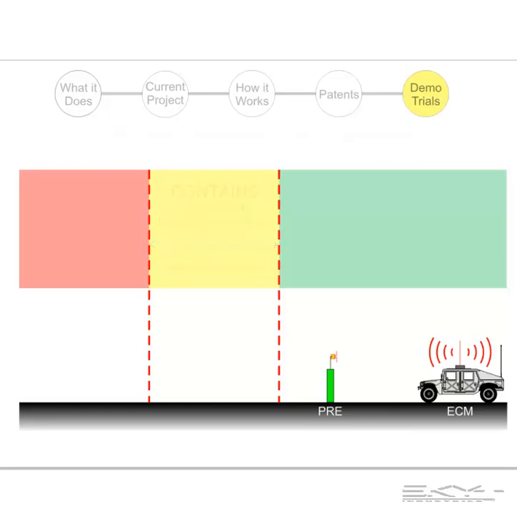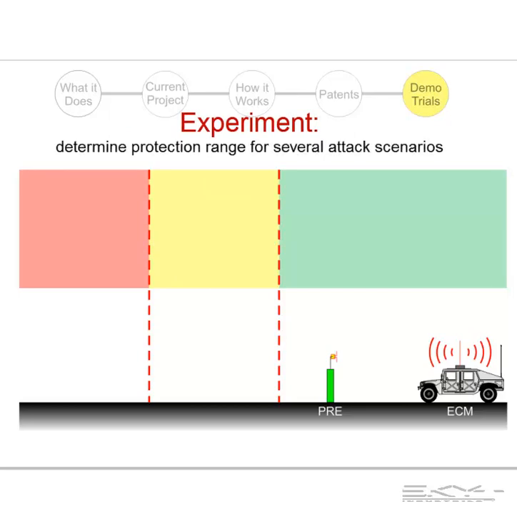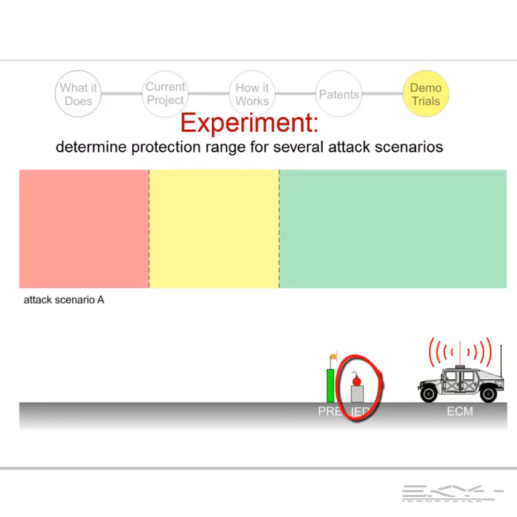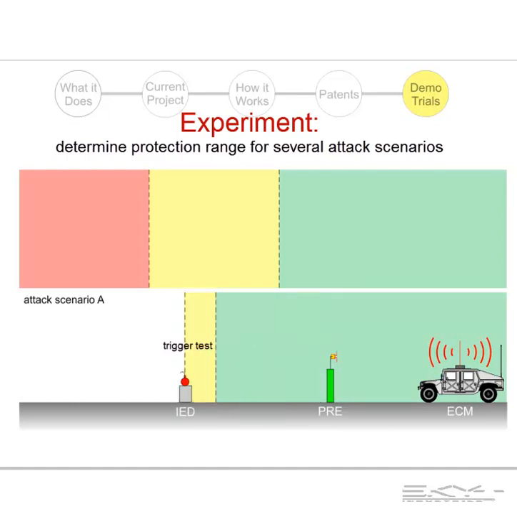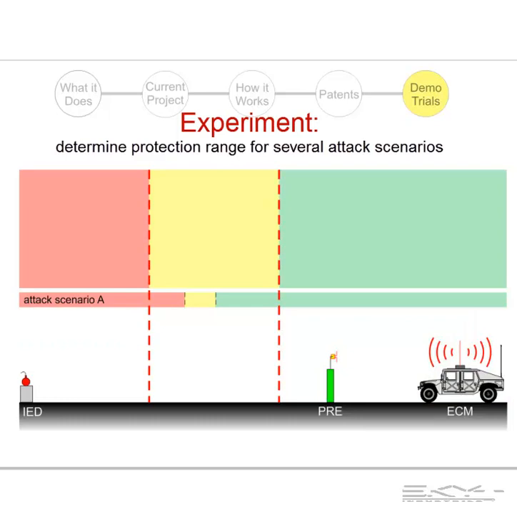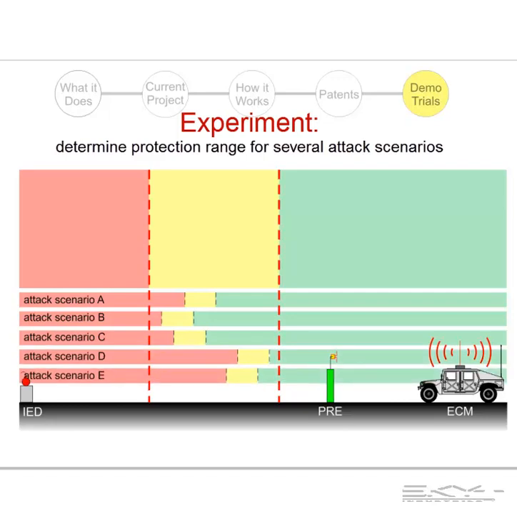Let's flesh this out a bit more. Suppose we do an experiment where we determine the ECM protection range for half a dozen different attack scenarios by moving a mock IED receiver down a test range farther and farther from the ECM system, and at each range step we check whether the IED receiver can be triggered. So the results might look like this. And if we did several different attack scenarios, the results might look like this. We repeat the experiment half a dozen times.